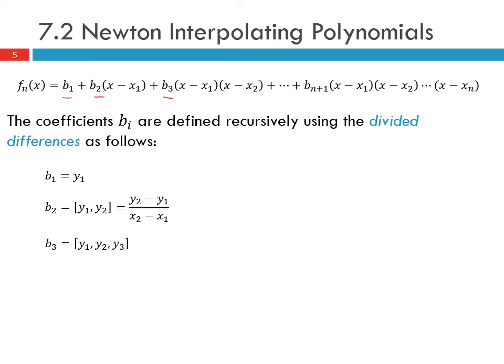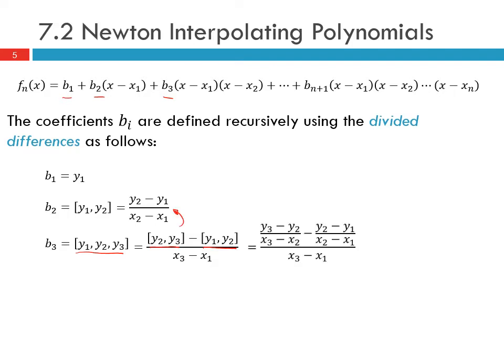Now b3 is the divided difference of y1, y2, y3, which is defined recursively as shown here. So this y1, y2, y3 is defined as y2, y3 minus y1, y2 divided by x3 minus x1. And we know from here how these are defined. So this is y3 minus y2 divided by x3 minus x2, that's this one here, minus y2 minus y1 divided by x2 minus x1, that's this one here. And then all of that divided by x3 minus x1, which were the ends of our interval here.